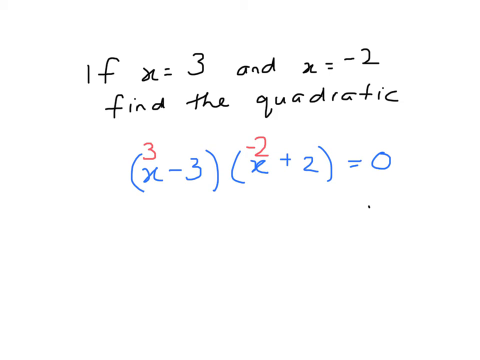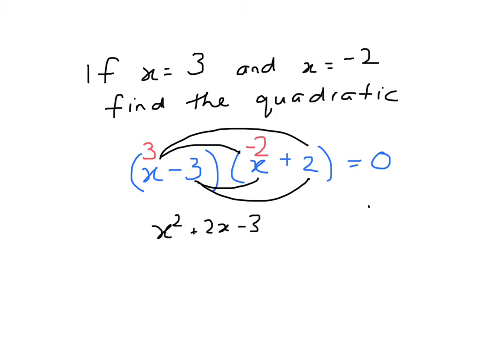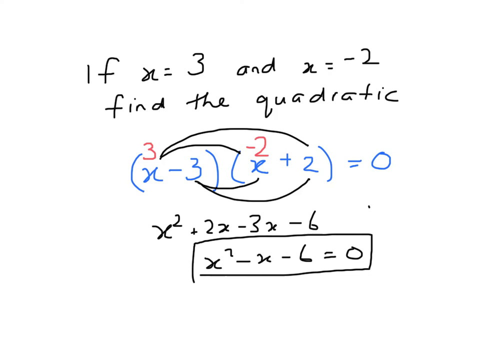And if they ask for the quadratic equation, we can do our FOIL on this. First, outer, inner, last. So we'd have x squared plus 2x minus 3x minus 6, which would be x squared minus x minus 6 equals 0. That would be our quadratic equation with the roots of x equals 3 and x equals negative 2.